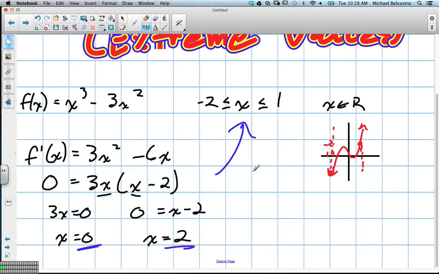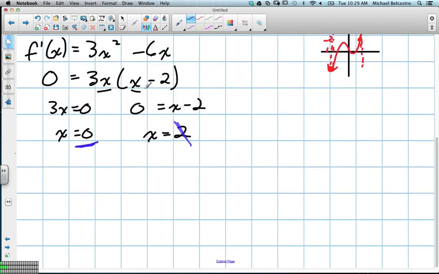But let's look at our restrictions. Do both 0 and 2 fall within our restriction? No, 2 doesn't fall within. Even though it is a point on our cubic function where the rate of change is 0, because it doesn't fall within the restriction, we're not going to test 2. We're going to test 0, and we're going to test our extreme values. So the x values we'll be using are -2, 0, and 1.